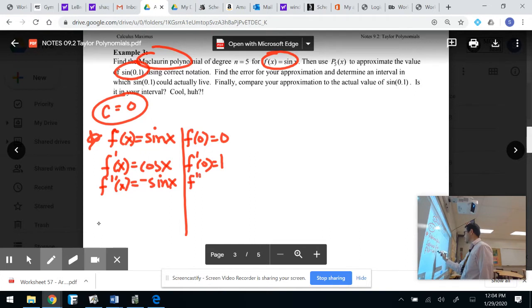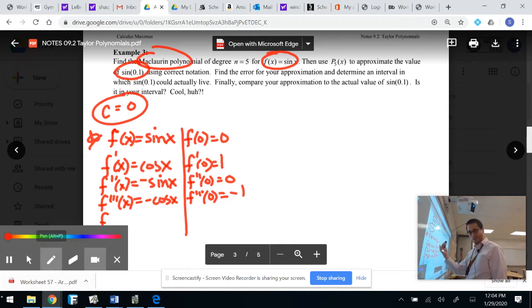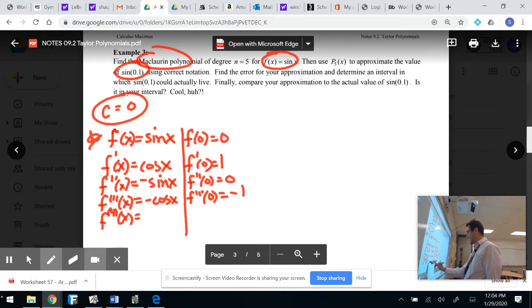Well, guess what? The second derivative evaluated at 0 is still just 0. f triple prime of x? That's negative cosine of x. This third derivative evaluated at 0 would be negative 1. Okay, how do I write the fourth derivative? 4 tick marks, that gets crazy, right? So we do this. We should know that hopefully from our AB days. That actually would be positive sine x, and that fourth derivative evaluated at 0 would be 0. And then we got to go to the fifth derivative.